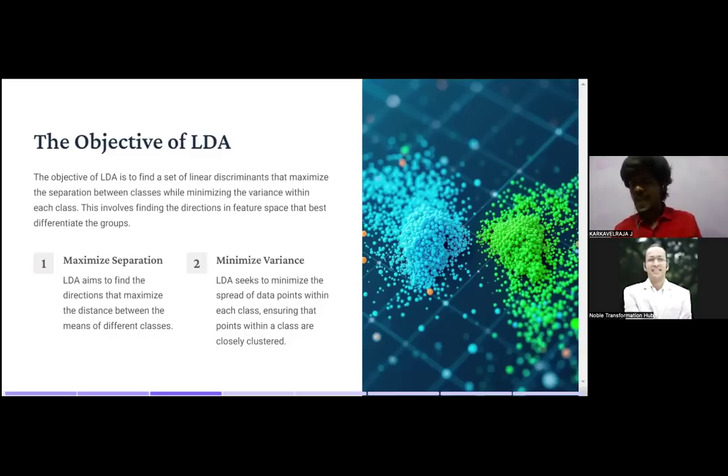Okay, can you understand the first objective? Maximize the separation, then minimize the variance. LDA seeks to minimize the spread of data points within each class, ensuring the data points within the classes are closely clustered. You need to minimize the distance between these blue dots because everything belongs to the same class.